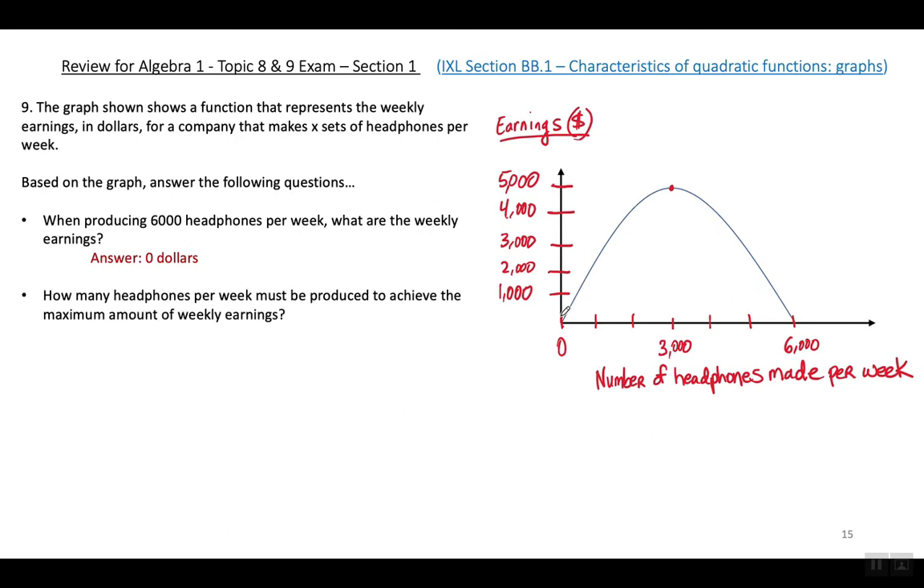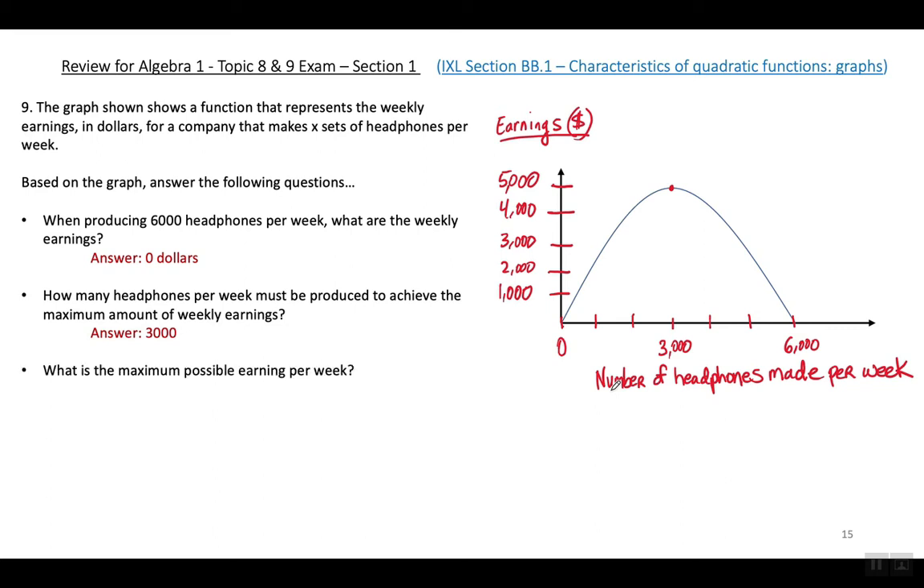Next question. How many headphones per week must be produced to achieve the maximum amount of weekly earnings? The maximum amount is right here. How many headphones do I got to produce each week to produce the maximum amount? That would be 3,000.